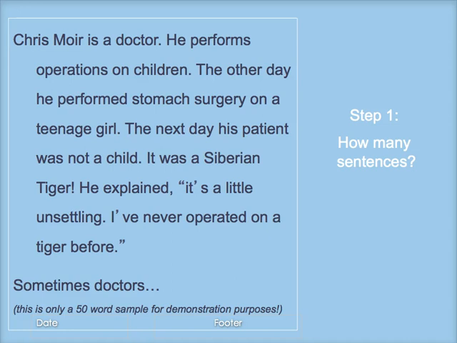But my first step is to determine, okay, how many sentences are there? And so if we look, we see a period after doctor, we see another after children, after girl, after child, after unsettling, after before, and then we get to part of a sentence. We don't even have a full sentence there. So you would count up those sentences. And we'll say it's about 7.25.